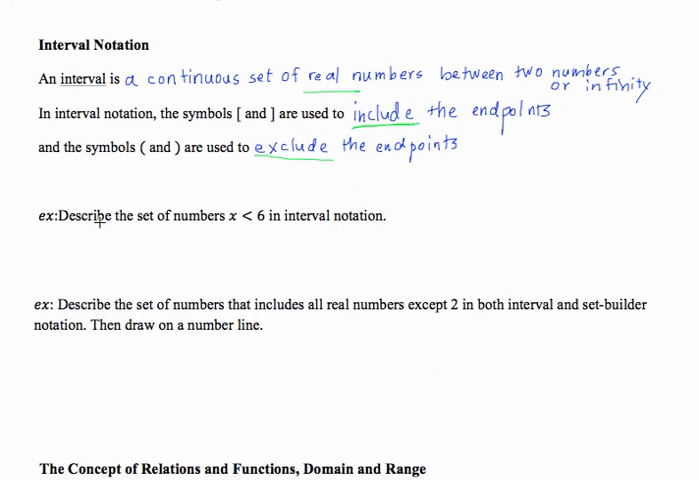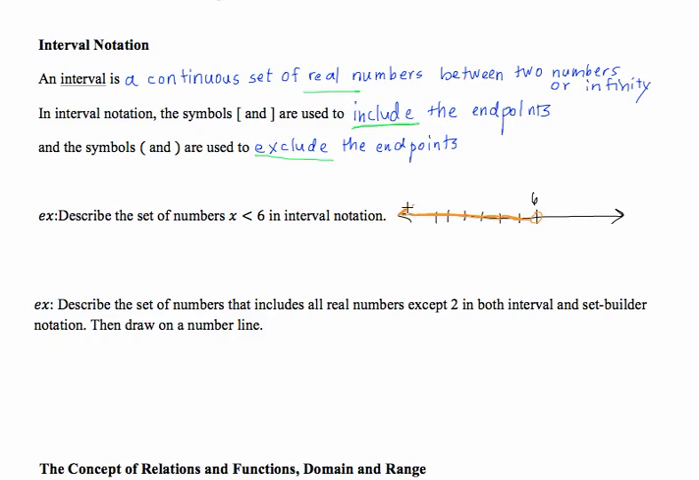Okay, let's describe the set of numbers x that are less than 6 in interval notation. To me it helps to imagine this on a number line. If it doesn't say what kind of numbers, like here, it doesn't say real or integers, always assume it's real numbers unless it's specified otherwise. So here's 6, and then real numbers less than 6 would be anything along here. We're not including 6, so we've got an open circle.